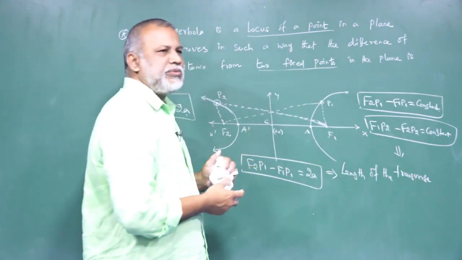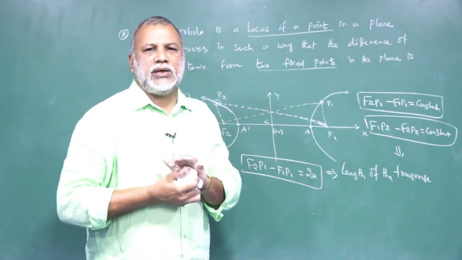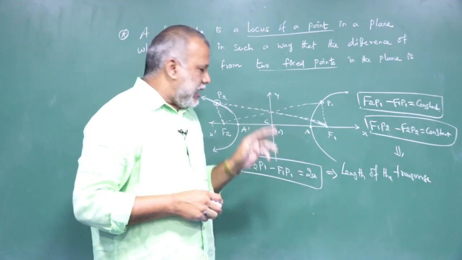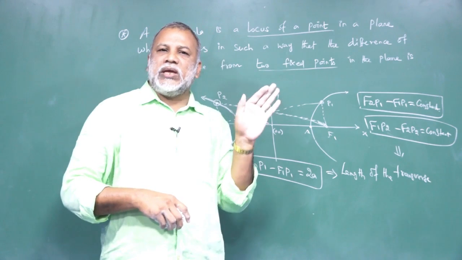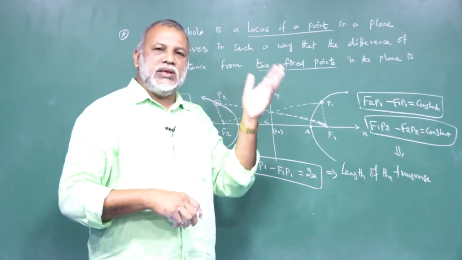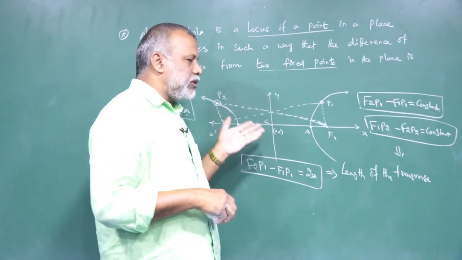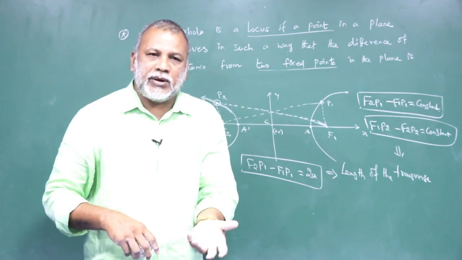We already used the same concept in your ellipse also. What is the concept there? F dash P plus FP is equal to 2a. There we are using the length of the major axis. That is the focal property of an ellipse. Here it is also called the focal property of the hyperbola.